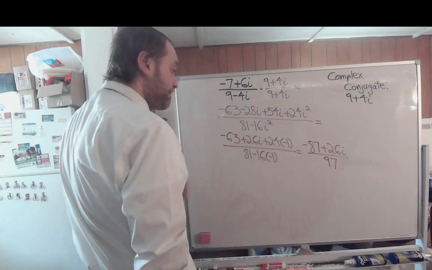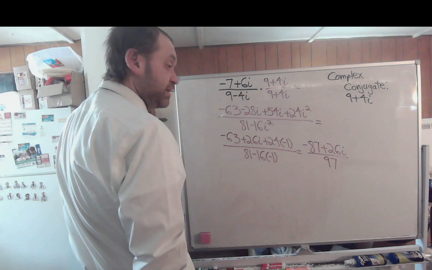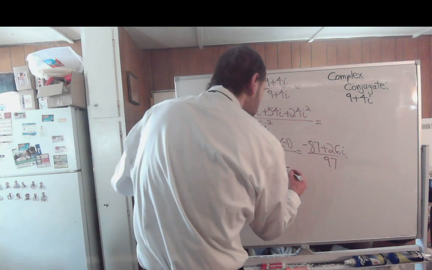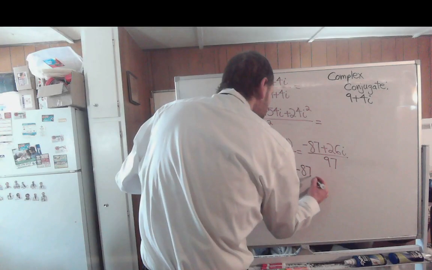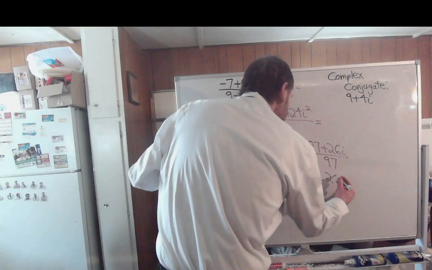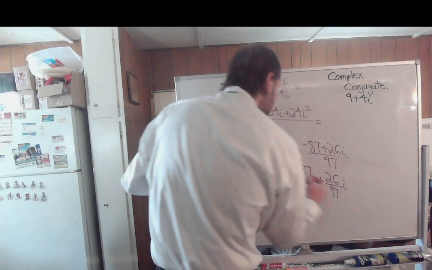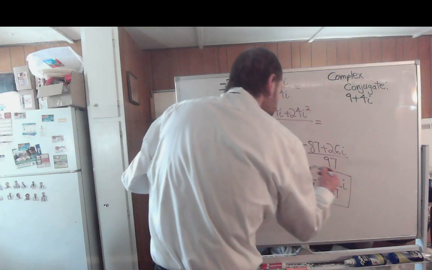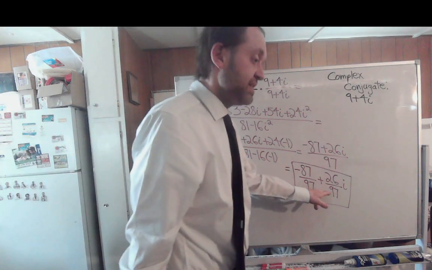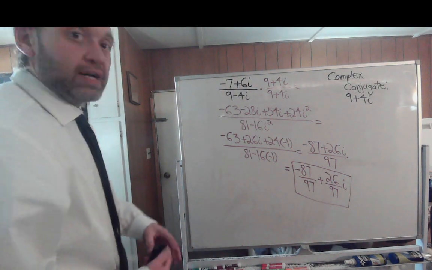From what I can see here, none of this factors out very well. So all you're going to be left with then is negative 87 divided by 97 plus 26 over 97i. That would be the complex number in standard form: negative 87 97ths plus 26 97ths times i. And I have about two more.